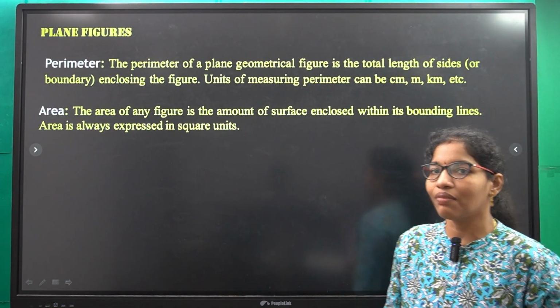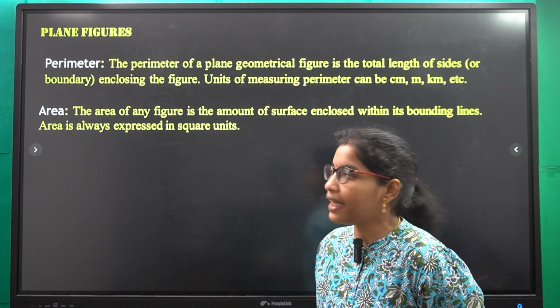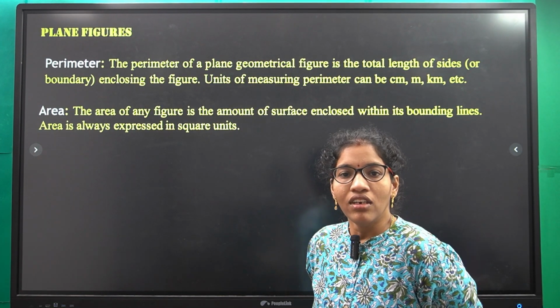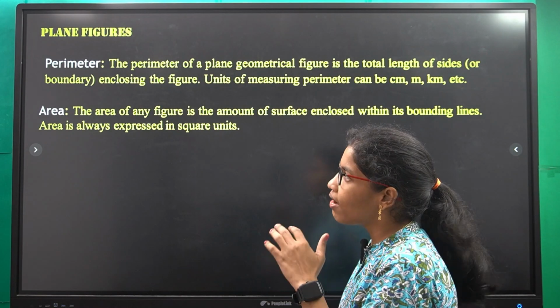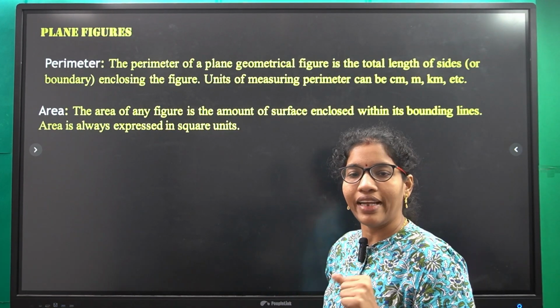Now coming to our chapter, you have to find the perimeter and area of the plane figures. What is meant by plane figures? Already we learned in geometry, right? So like triangles, quadrilaterals, circles, those are all plane figures. For those figures you can find the perimeter and area.